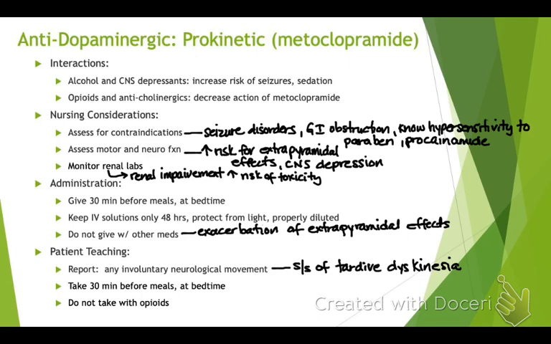Nursing considerations, assess for contraindications, so you want to make sure you're assessing your patients if they have seizure disorders or GI obstructions. You want to know what type of hypersensitivity to drugs that they have. They might have a hypersensitivity to paraben or procainamide. So you want to assess for that. Assess for motor and neural function, because of the increased risk of extrapyramidal effects and the CNS depression. You want to have a baseline and monitor renal labs, because it can have an increased risk of toxicity if they have some type of renal impairment.